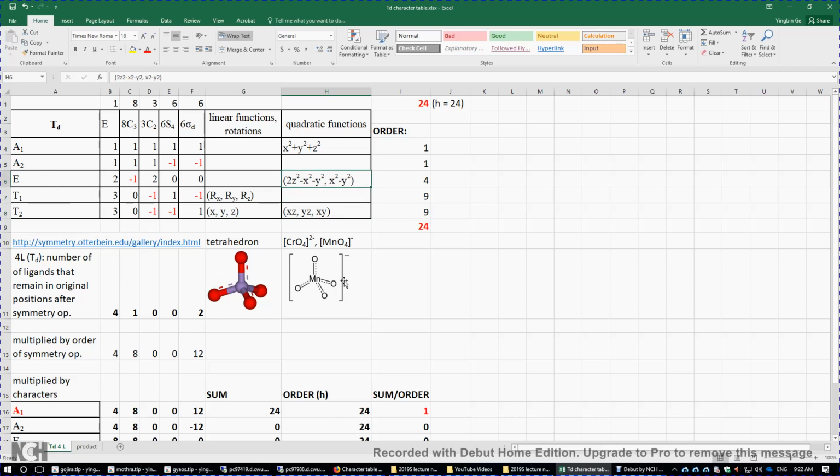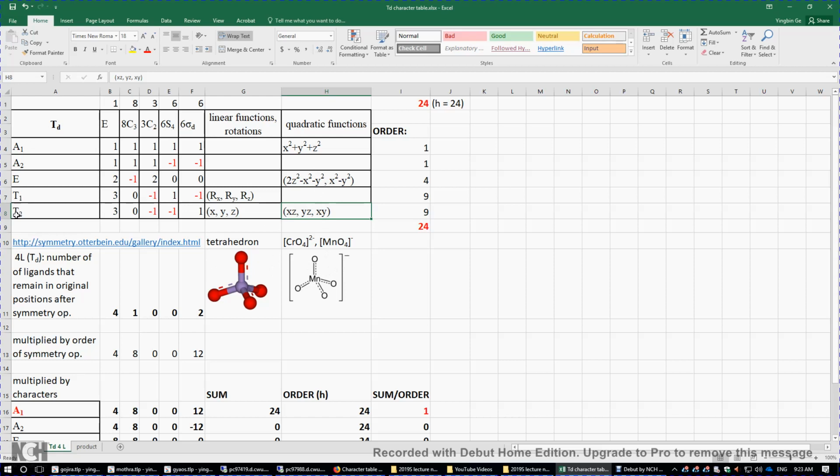However, these 4 ligands, either in this permanganate or any other tetrahedral transition metal complex, cannot form an E irreducible representation. Therefore, these 4 ligands will not interact with dz squared or dx squared minus y squared. So these two d orbitals will become non-bonding orbitals in the transition metal. Again, these 2 non-bonding, these 3 anti-bonding. Okay, you will observe the splitting of the energy levels of the 5 d orbitals here.